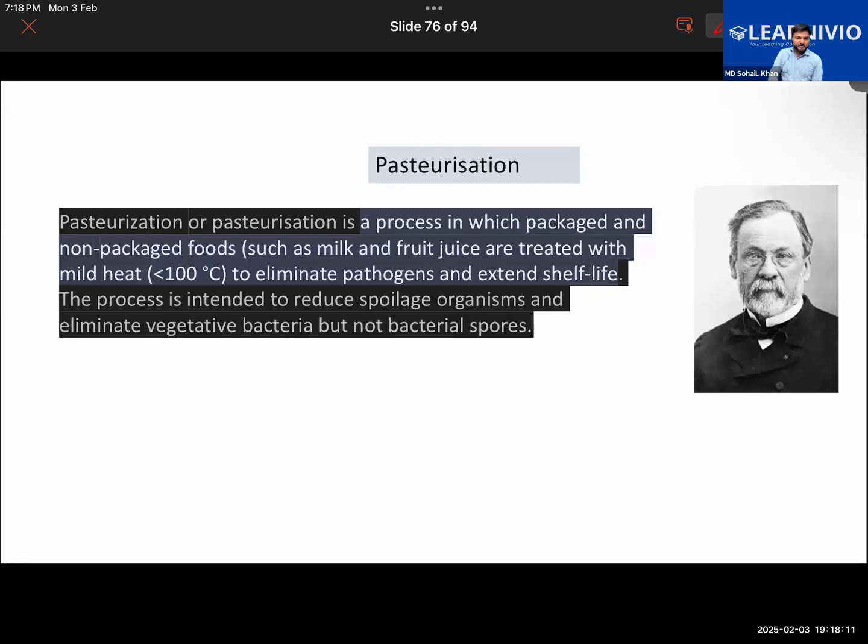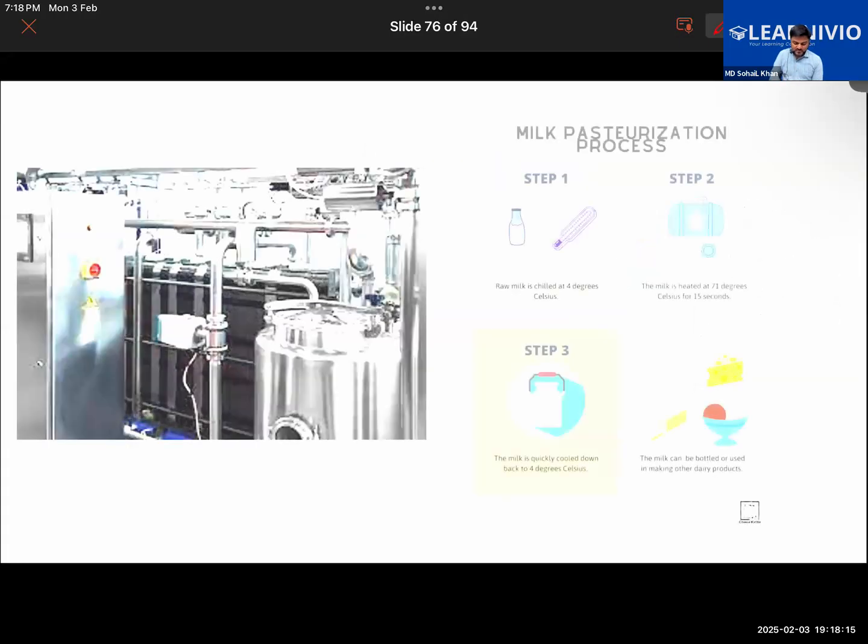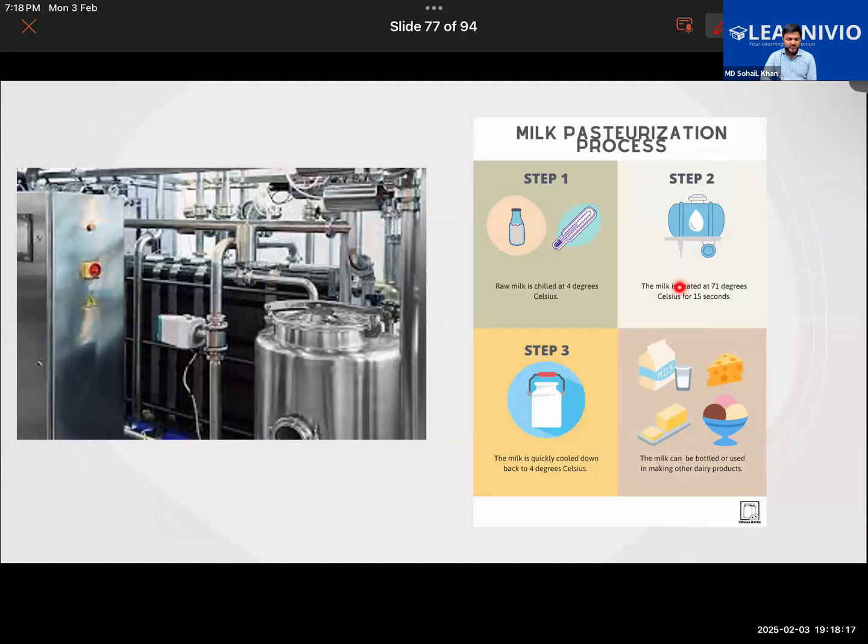Okay, so first they will be heated to somewhere around 70 degrees Celsius for a few minutes, 70 or 71 degrees Celsius, particularly for a few seconds. Then it will be immediately cooled down to about 4 degrees Celsius.